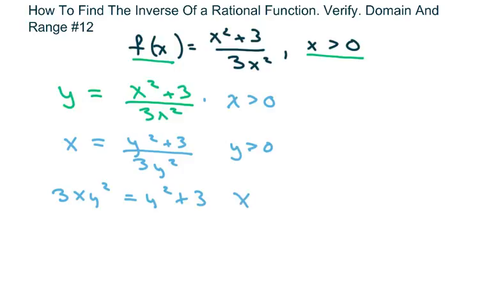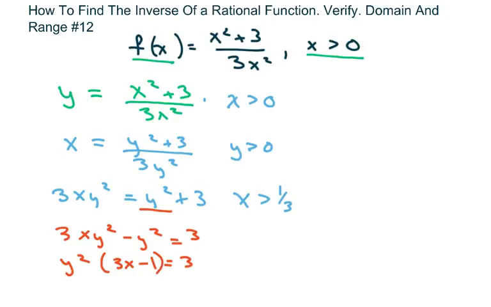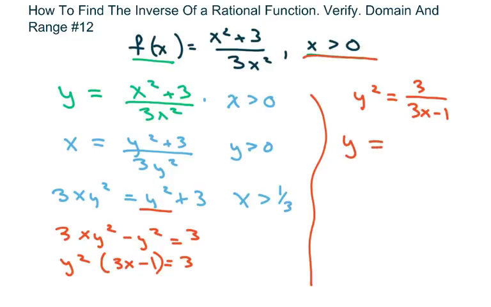In this case, x is going to be greater than 1/3, and we'll talk about that in just a minute. All right, we're going to solve for y, so I'm going to move this over and factor out the y squared. And what we're going to get is, you divide both sides, you get y squared equals 3 over 3x minus 1. Now, when you square root both sides, remember x has to be positive, so we're not looking at the negative. You square root, you get square root of 3 over 3x minus 1.